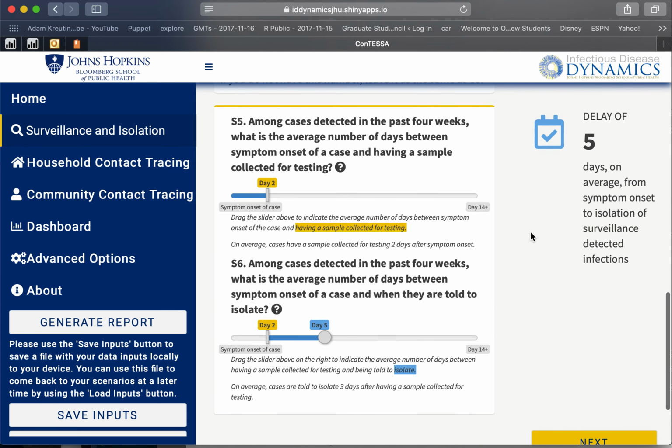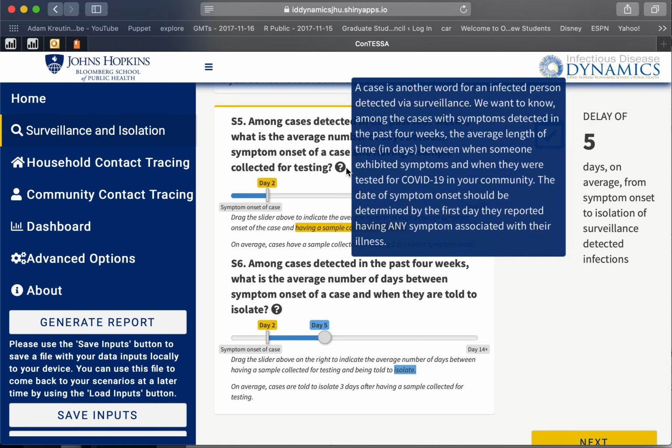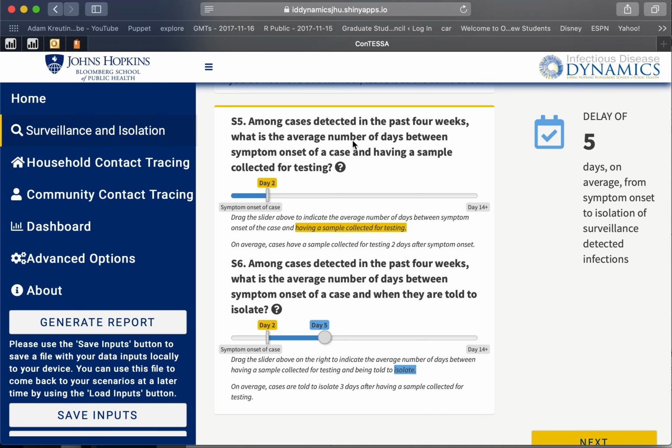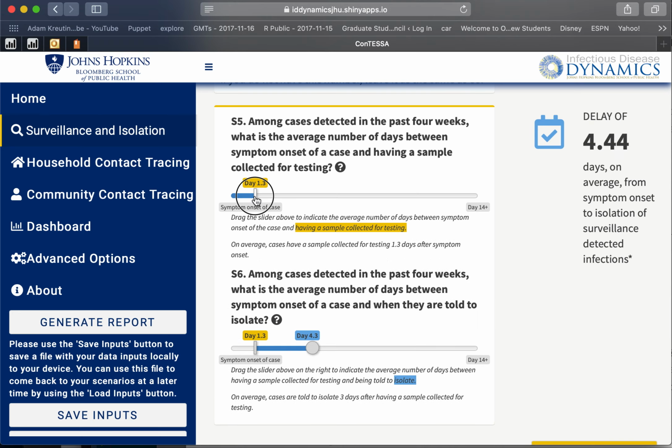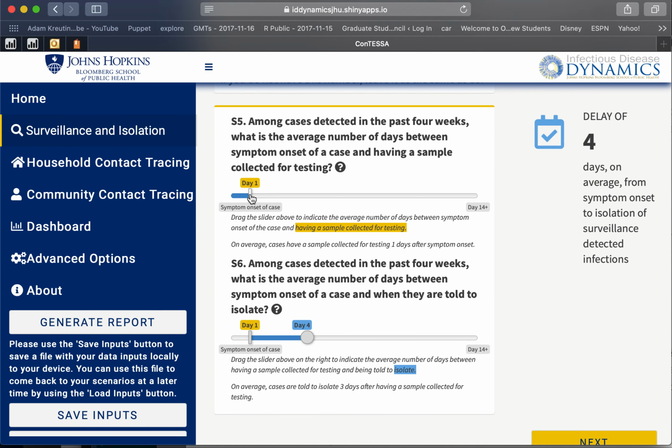So this next set of questions are about the timing of our contact tracing. And so the first question asks about among cases detected in the past 4 weeks, what is the average number of days between symptom onset and having a sample collected for testing? And so our folks are coming in about 1 day after symptom onset, and they're able to get tested on that day. And so I'm going to move this here.